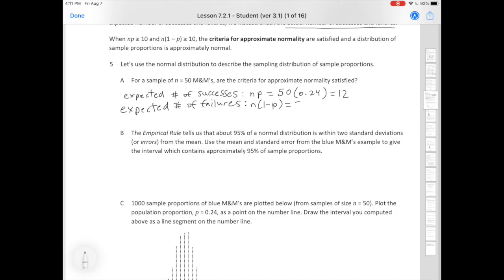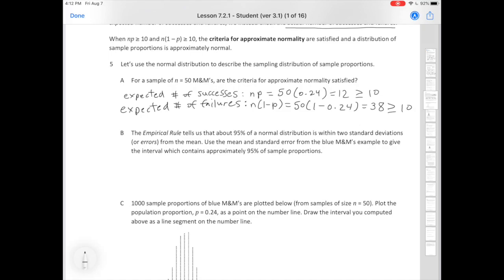If you do n times 1 minus p, you get 50 times 1 minus 0.24, which gives you 38. By the way, we could have also just subtracted 50 minus 12, right? Because if there's 12 successes, then the rest of them have to be failures. So that's where we get 38 from, because there's 50 M&Ms altogether. In other words, if we expect to get 12 blues, then we expect to get 38 non-blues.